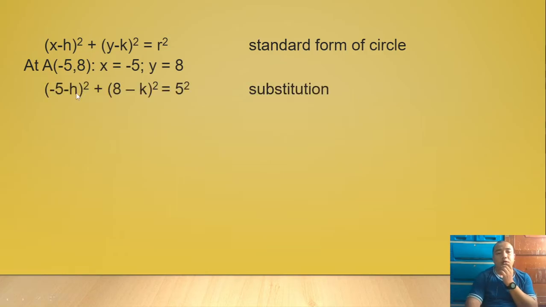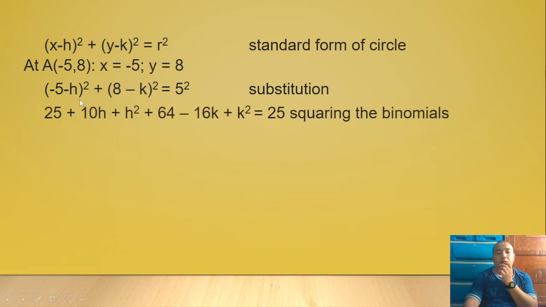So we have x is -5, y is 8. So we have (-5 minus h) squared plus (8 minus k) squared equals r squared, where r is 5, given. Radius is 5, so 5 squared is 25. If we square -5 minus h, it is 25 plus 10h plus h squared. If we square 8 minus k, we have 64 minus 16k plus k squared. Square 5, which is 25.